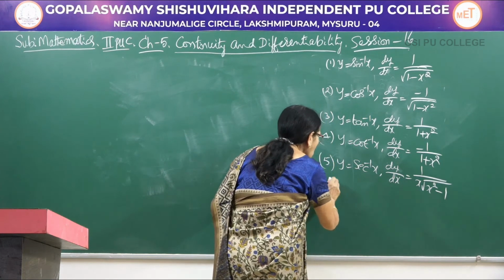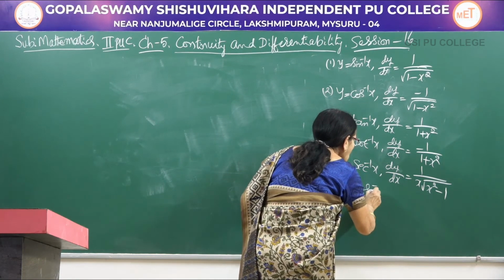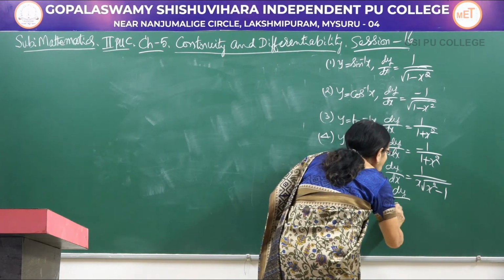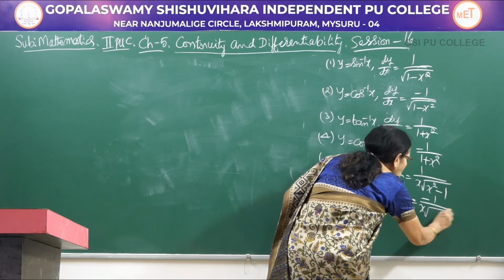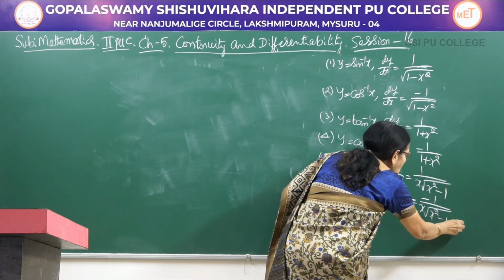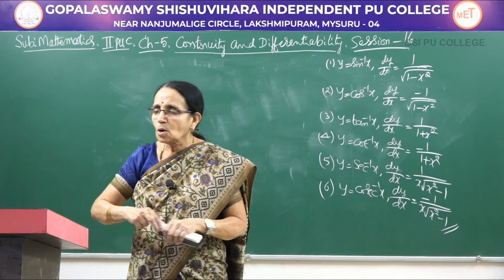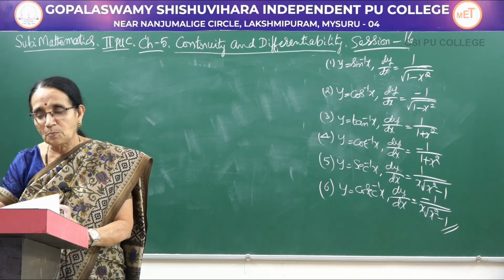The last one is y is equal to cosecant inverse of x, hence this would be dy by dx is, the term is the same, minus 1 divided by x root of x square minus 1. So, these are the 6 formulae you have studied here. Now, be careful when you apply them.